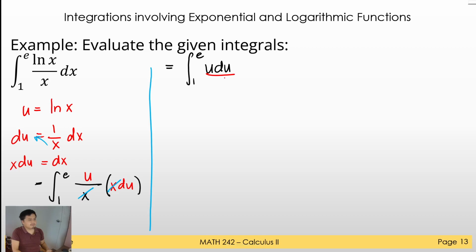So what is the integral of u du? We have the power rule. General power rule, this is u squared over 2, and then evaluated from 1 to e. So simplify this, ano? So 1 to e.